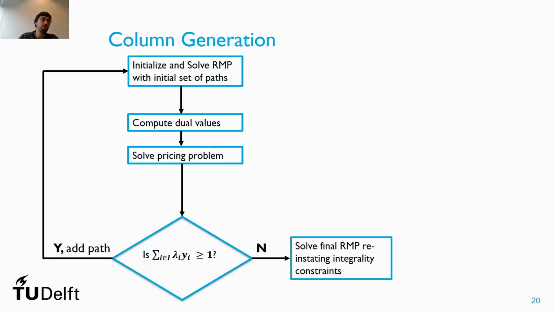We initialize our RMP, the restricted master problem, we compute the duals, and we solve the pricing problem. Did we manage to find a path where the output of the maximization is strictly greater than 1? If yes, we add the path to the restricted master problem and we solve the problem again. As soon as we cannot find such a path any longer, we are done.